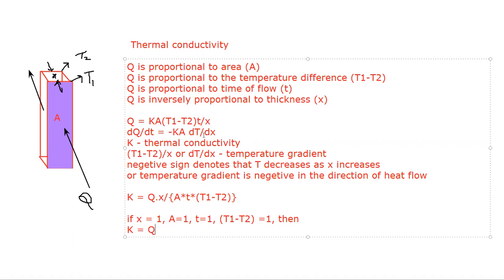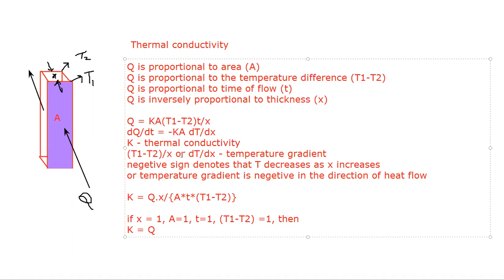Now why is there a minus sign? First you need to know that dT/dx is known as the temperature gradient, and this K is the thermal conductivity of the material, and it is dependent on the material only. It is independent of the dimensions of the rectangular slab or any object, but it is only dependent on the material of the slab.